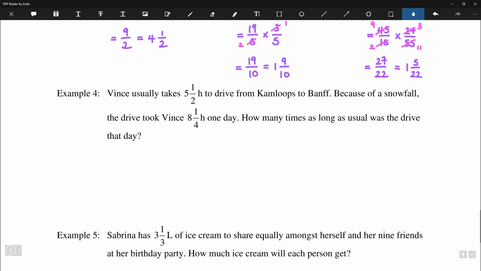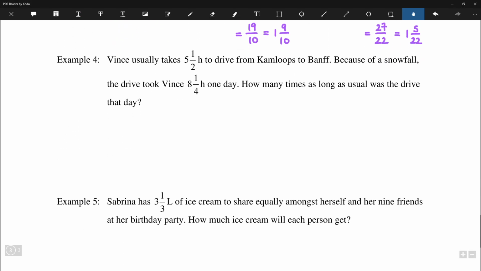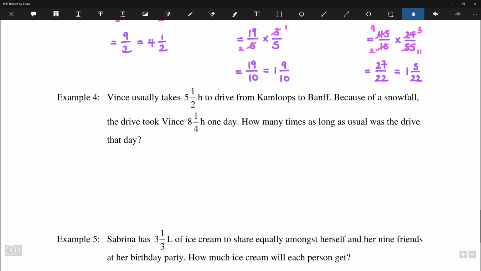Okay, so a couple more questions here. We have a couple word problems. Vince usually takes 5.5 hours to drive from Kamloops to Banff. Because of a snowfall, the drive took 8.25 one day. How many times longer than usual was the drive? So, in order to find that out, we need to divide 8.25 by 5.5, which is the usual time.